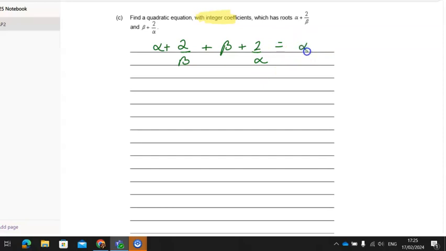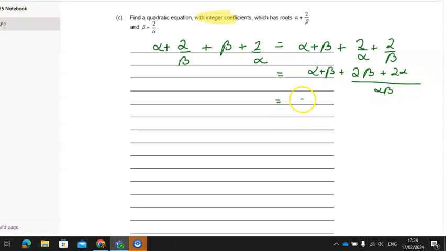Okay, combine the bits that we know. So we know alpha plus beta. And if we write that now as 2 over alpha plus 2 over beta. So we've not done anything apart from change the order. That will give us alpha plus beta plus, and we're going to cross multiply this again. So 2 beta plus 2 alpha all over alpha beta.